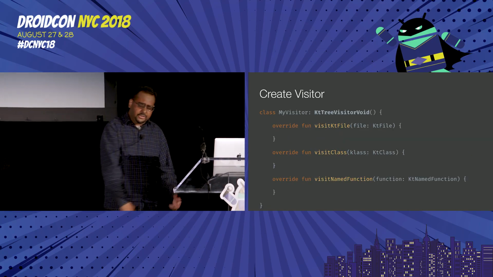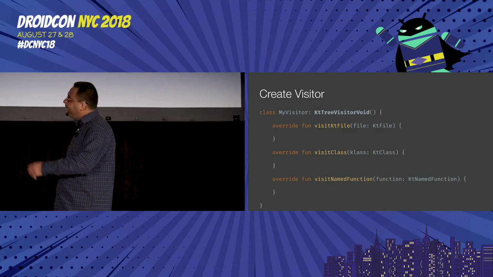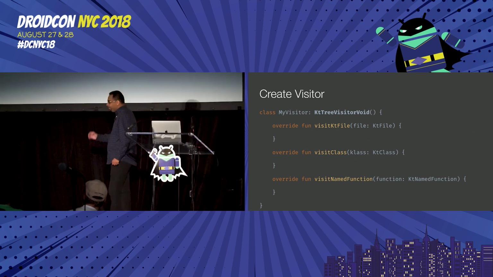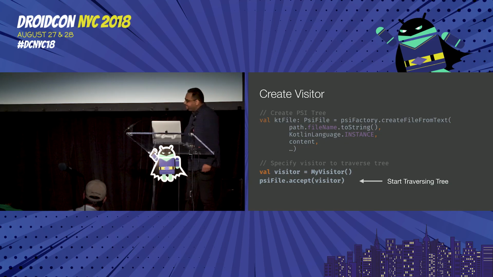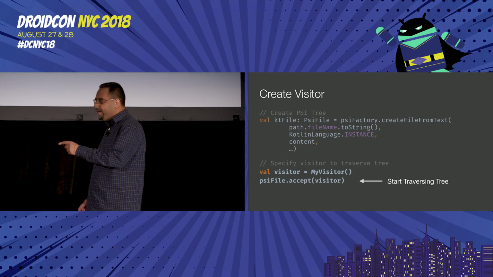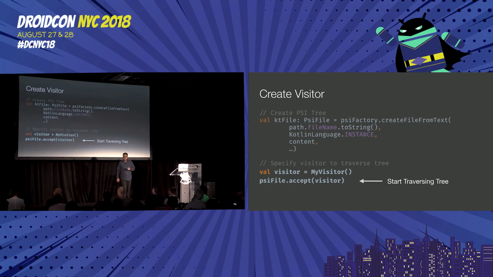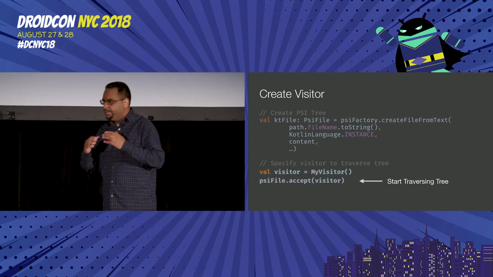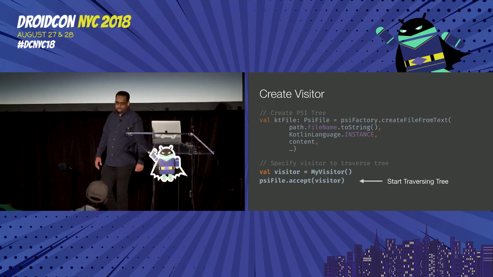So the first thing that I'm going to do is create a visitor, which is what Detekt does. It's going to inherit KtTreeVisitorVoid, and then I'm going to override the methods that I need to override. So I'm going to instantiate this visitor, and then on my PSI file, which is my root node, I'm going to call the accept method. When I call that method, it starts to traverse my tree, right when I call that method. That accept method is available to you on all of the nodes, so you could recursively traverse a subgraph, like of a function.